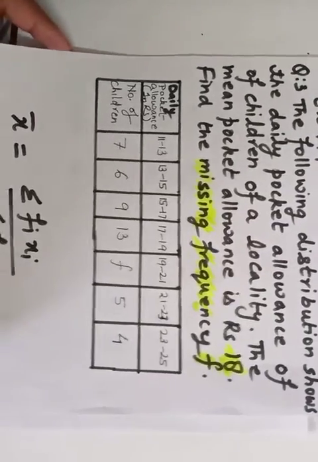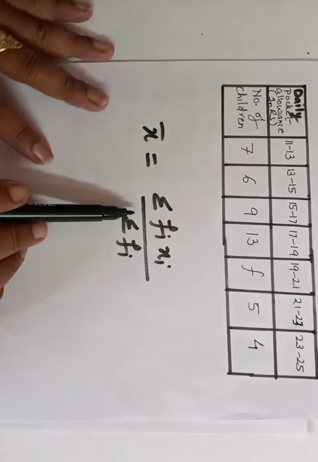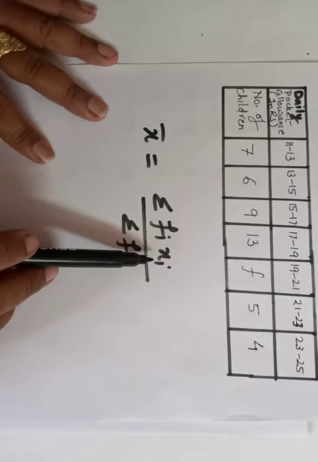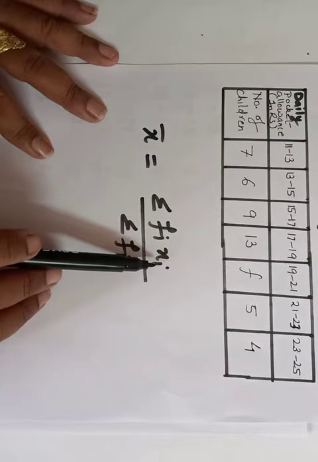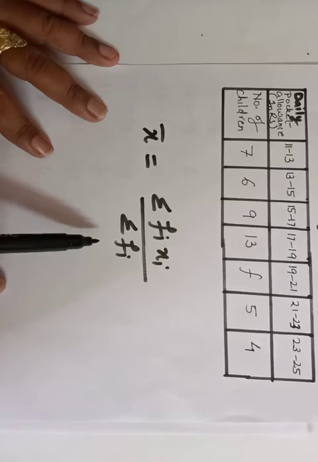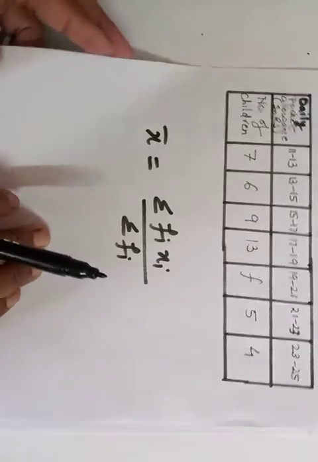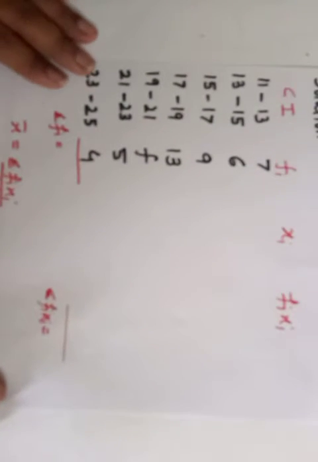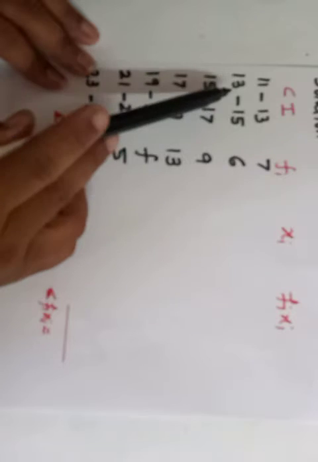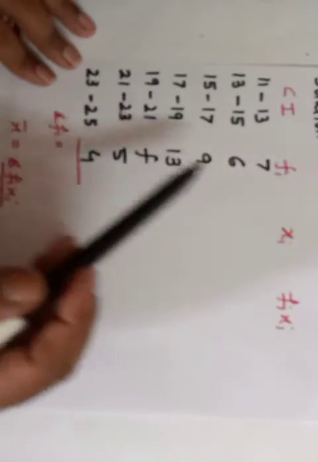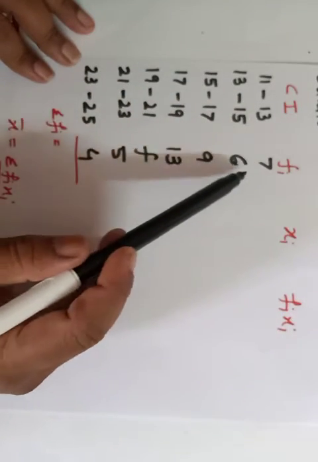Let's recall the formula: x bar is equal to sigma fi xi upon sigma fi. As we know, xi is the class mark that we need to find out. Then we have to multiply every class mark with the corresponding frequency and divide by the summation of fi. So we mostly use the direct method. I have already written the class intervals here, 11 to 13, 13 to 15, 15 to 17, 17 to 19 and so on, and the frequencies for the respective classes are here.